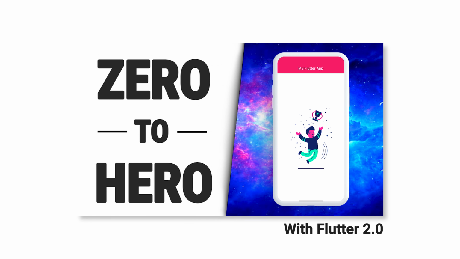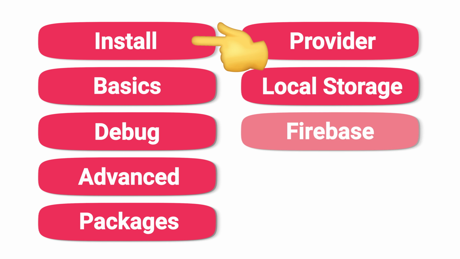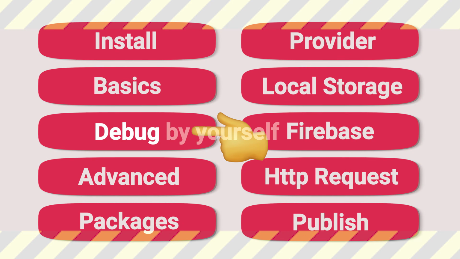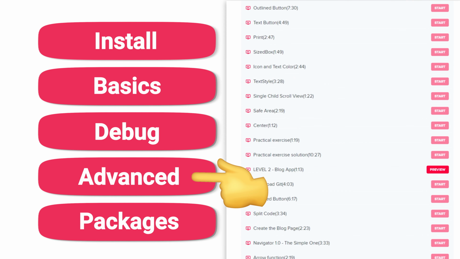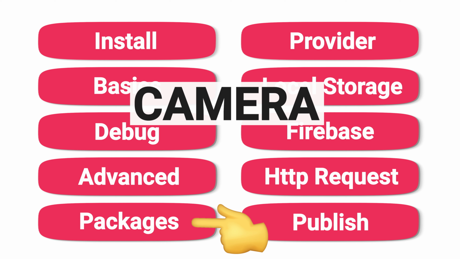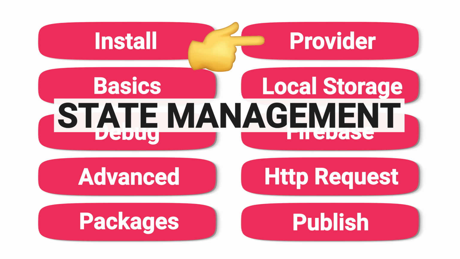The 0 to Hero Flutter course is created on this 10 modules structure. First, we need to install Flutter. Then we will learn all the basic widgets, and I will give you my formula to debug any code by yourself. In module 4, we learn more advanced widgets. Then I will show you how to use packages, like how to use the camera or get an image from the library. After this, we will learn about state management with provider.